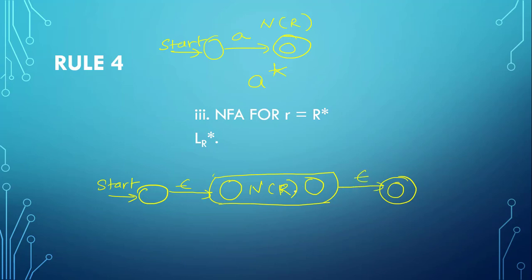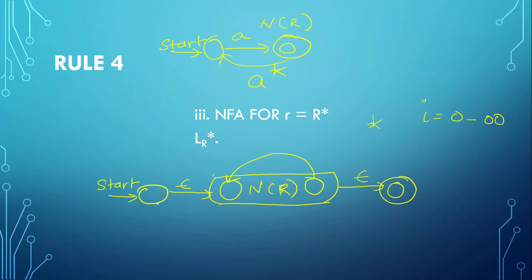Now for R star, that is a looping that we need to take care of. Always remember that the last state will get connected to the first state of NFA of R. That means in our example, the final state will get connected to the first state, that is the start state of A. So here this will be the self loop that will take care of the star closure, that is i running from 0 to infinity, right?